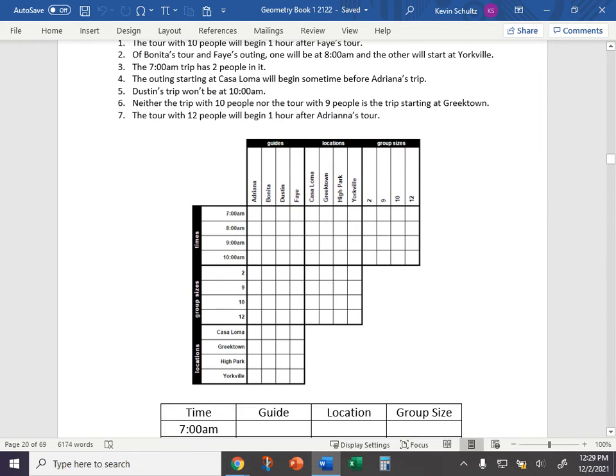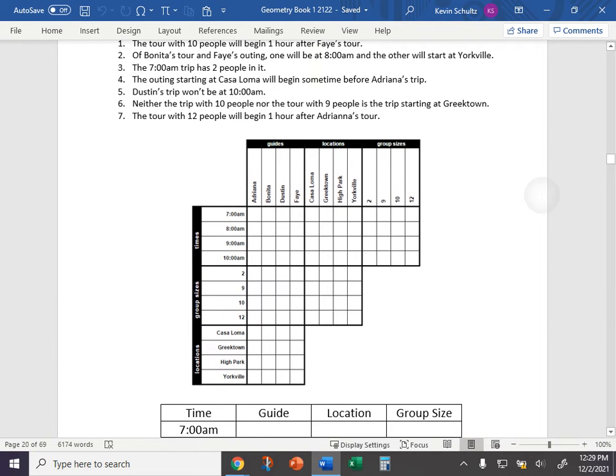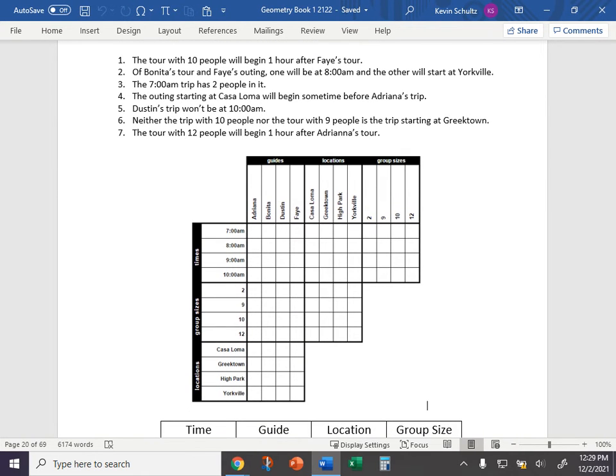So as we've talked about before in the packets, rarely will a clue actually give you an answer. Instead, it will probably give you what you can eliminate, right? And then from that, you can deductively reason what actually is happening here. So the tour with 10 people will begin 1 hour after Faye's tour. That doesn't tell us when Faye's tour is. It doesn't tell us where the 10 people are going. But what can we eliminate based off of this?